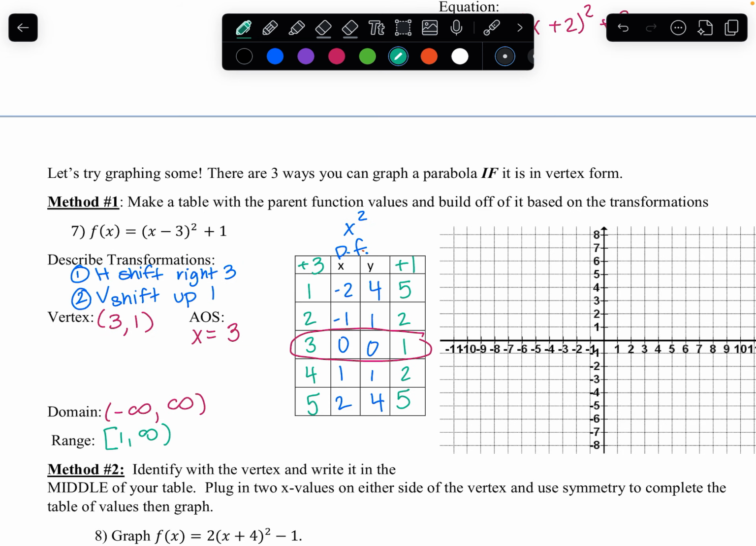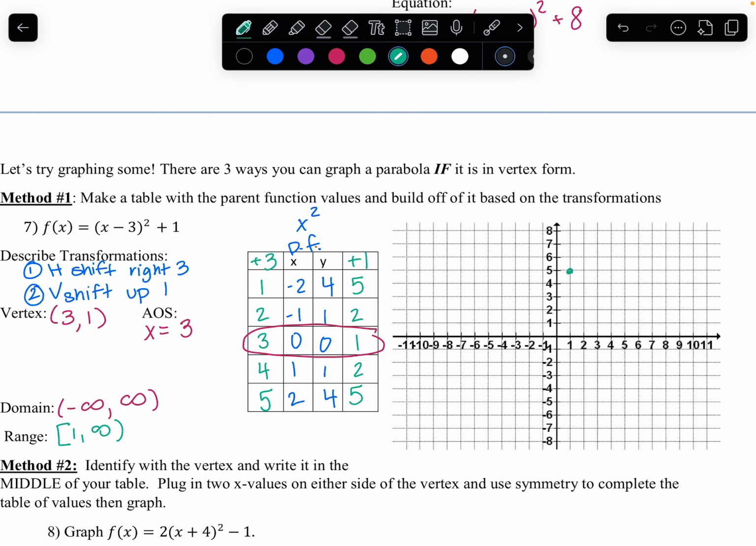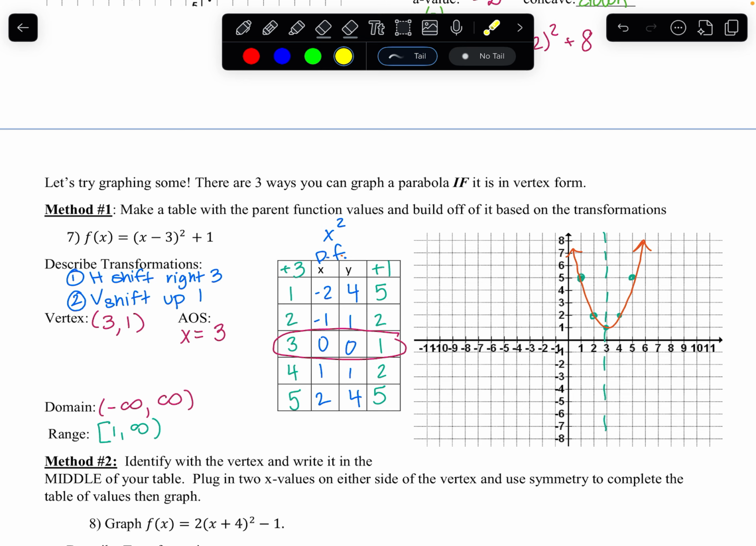Remember that this value will always show up here, the y value of your vertex. So let's graph our points. 1, 5, 2, 2, 3, 1, 4, 2, and 5, 5. And so when we connect them, what should happen is that if we draw in that axis of symmetry, what happens on one side happens on the other. And it does. Okay, so that's your normal method that we've seen before.